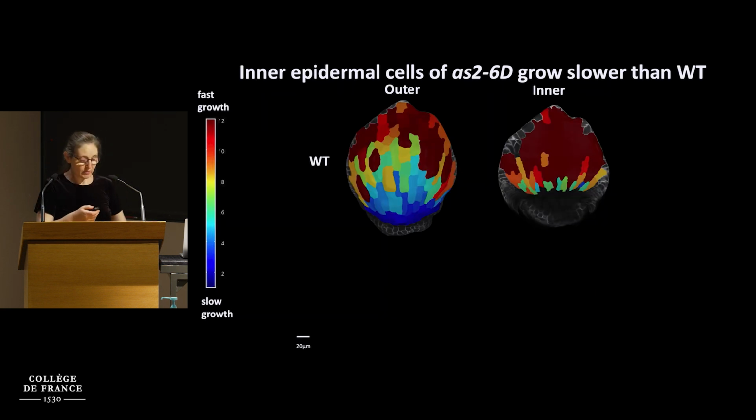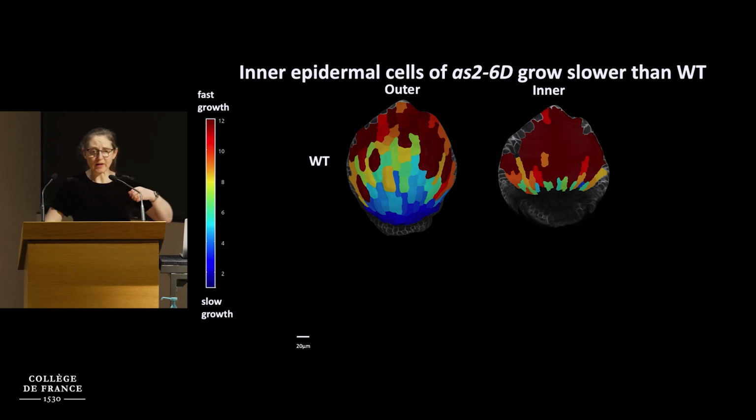Okay, so we measured the growth on the inside and the outside. This is a growth ratio where we're dividing the later time point by the earlier time point. And so we've got a heat map here where we've got fast growth in red and slow growth in blue, and each cell is colored with its growth rate. So wild type, we have this very characteristic pattern where we have fast growth on the outer side near the top and slow growth in the middle and the base.